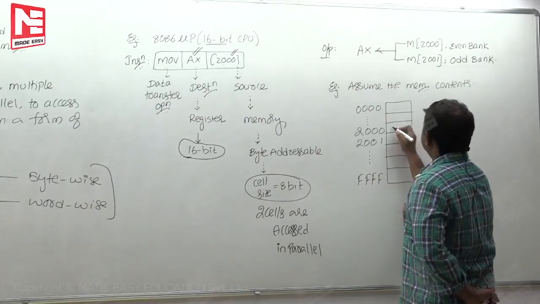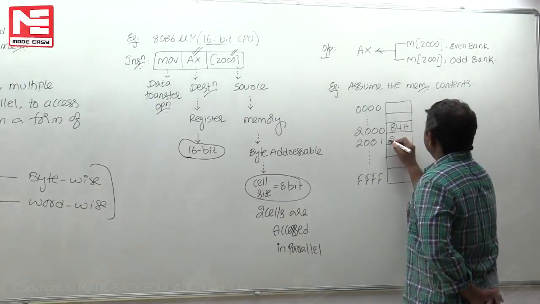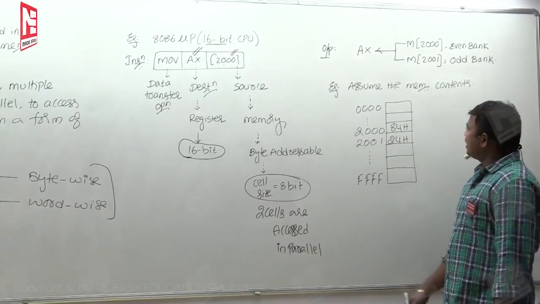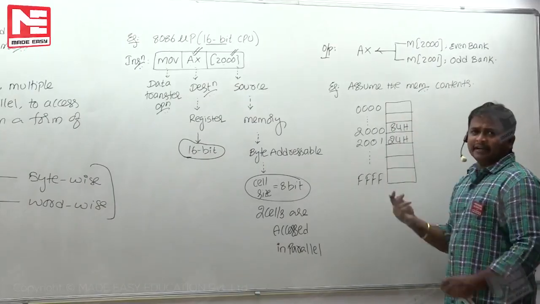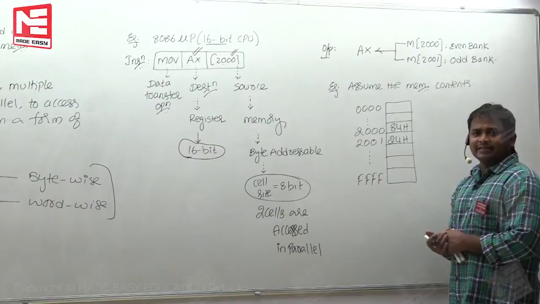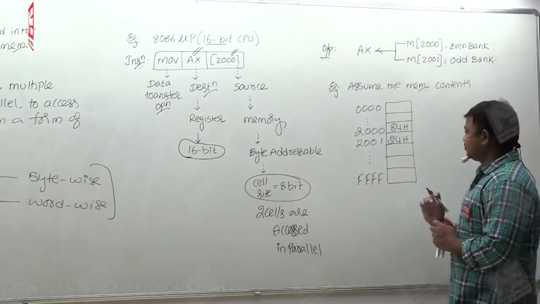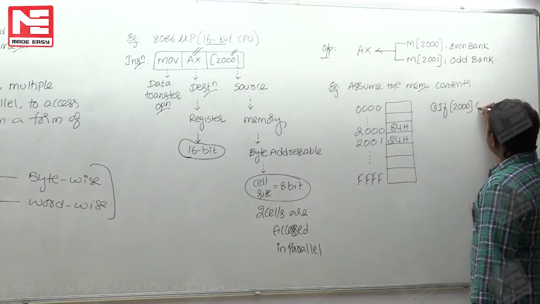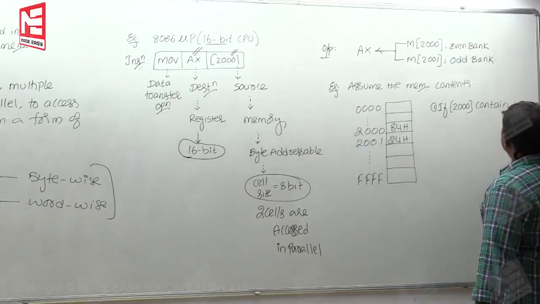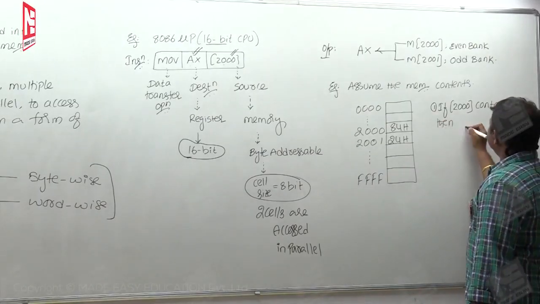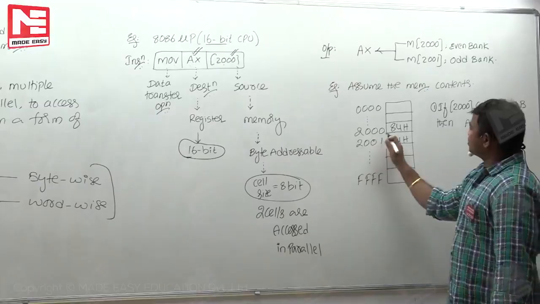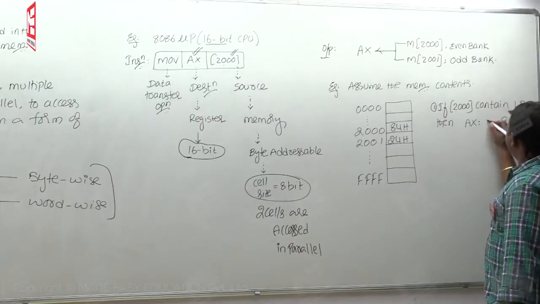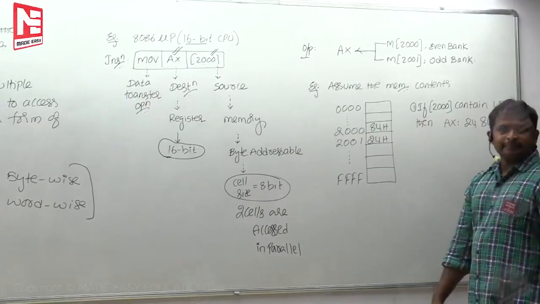Assume these are the memory contents. Here 84H, here 24H, 8-bit data present in every cell. Okay, when this is the memory content, how will the information be accessed during execution of the above instruction? First, if 2000 contains the lower byte LB, then AX equals 2000. In the 2000 location 84 is there. Now this 84 becomes the lower byte, then 24 becomes the higher byte. This will be the data.